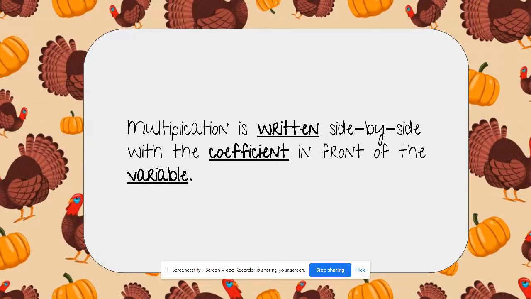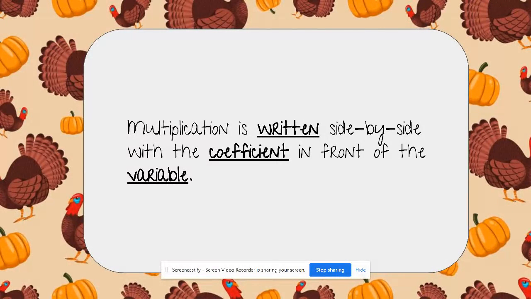The coefficient, is it the number or the letter? The number, and the variable is the letter. And so when we're talking about multiplication, it's written side by side. If something is side by side, is there anything between it? If I draw a square and a circle side by side, is there anything in between it? No, there's not another shape or anything between it. It's right next to each other.